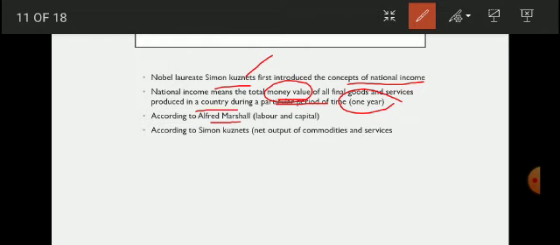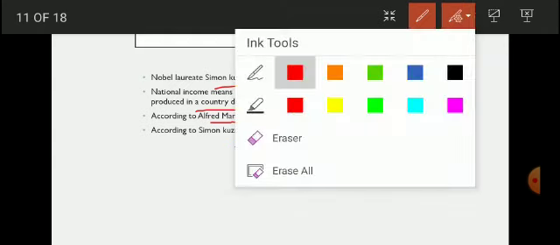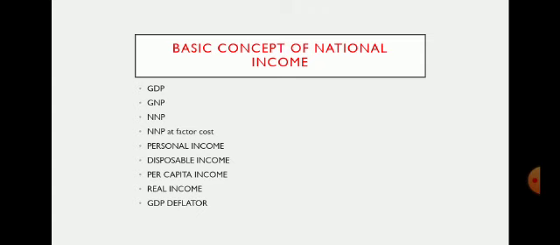during a particular period of time, in 1 year. Okay, next, according to Alfred Marshall, the labor and capital. This is a definition, there are two definitions: one is Alfred Marshall's definition and the other is Simon Kuznets's definition. This is an important point you have to remember. According to Alfred Marshall, labor and capital are the most important for this definition. According to Simon Kuznets, the net output of commodities and services is used for national income.